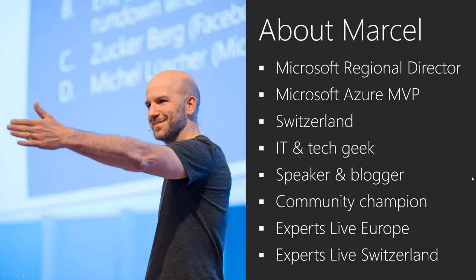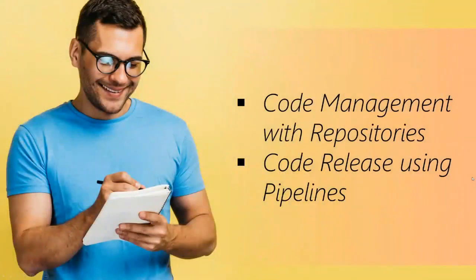Okay, so we have only 2 bullets to cover. So one is code management with repositories, which is kind of the basics that people need to understand when it comes to releasing code using pipelines. And then the second is obviously the release using pipelines topic itself. They are related to each other, and you definitely need to understand both things when it comes to structured code release. So let's dive into the first topic.